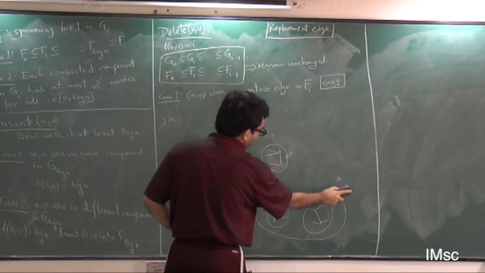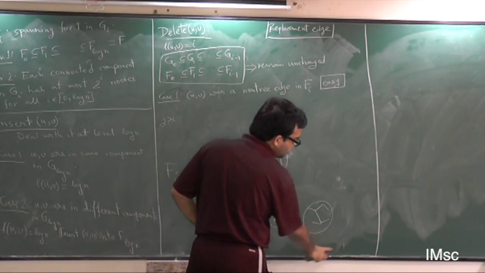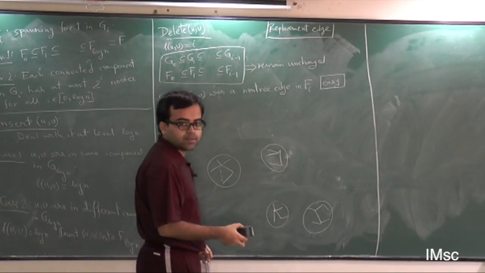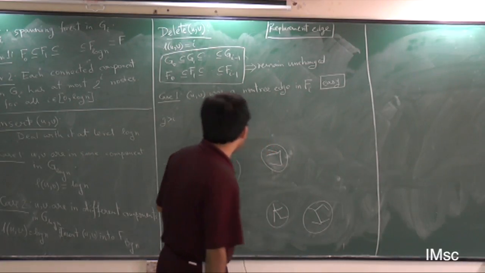Because the number of nodes will be increasing in i plus 1, right? No. The total number of nodes remains the same. It's n at each level. Okay, so you will think of it like this.